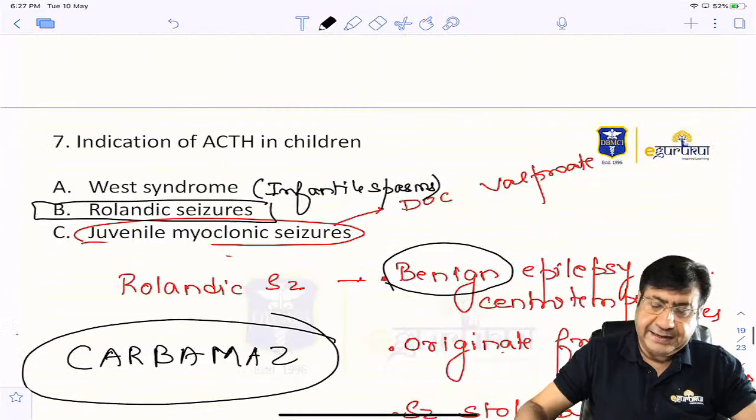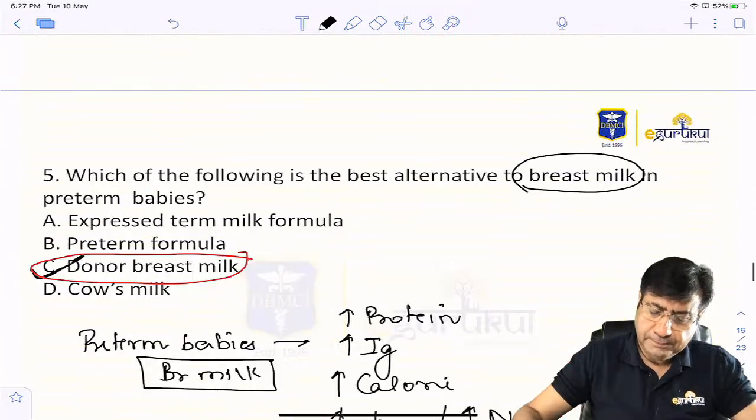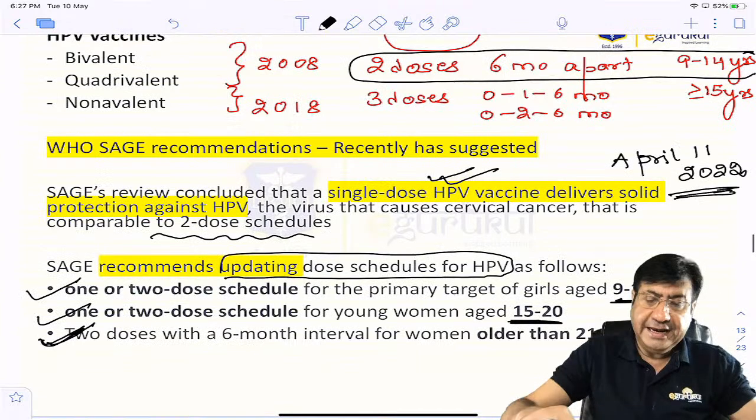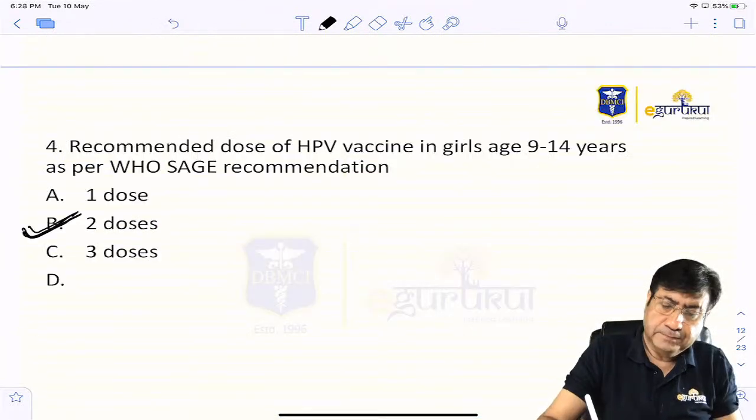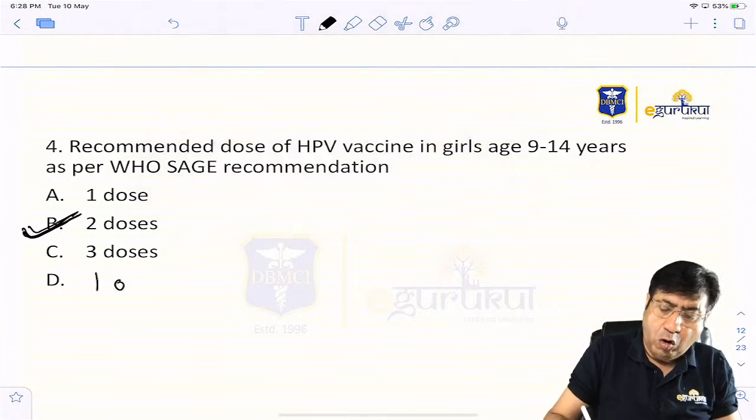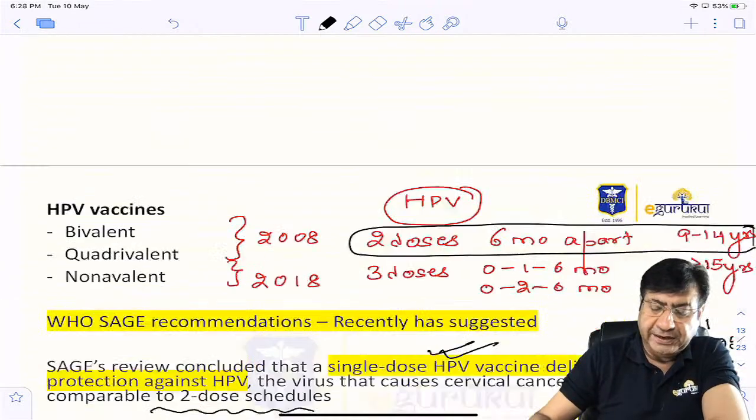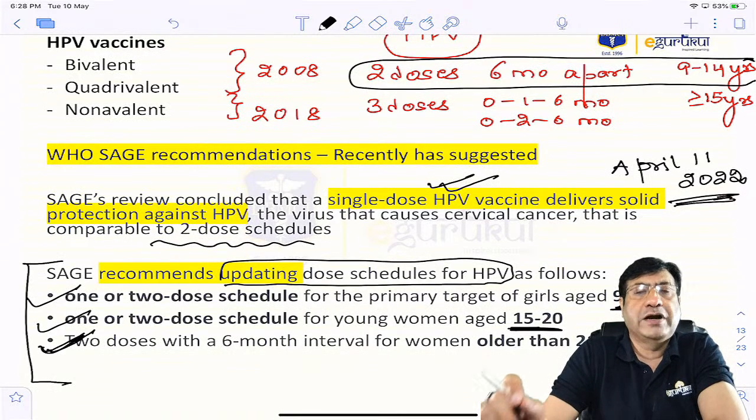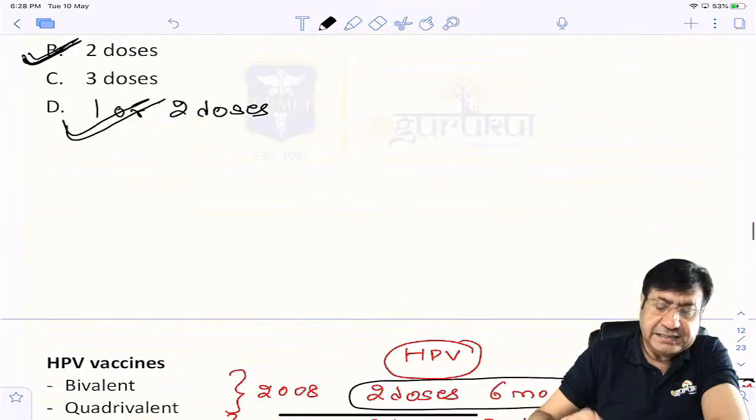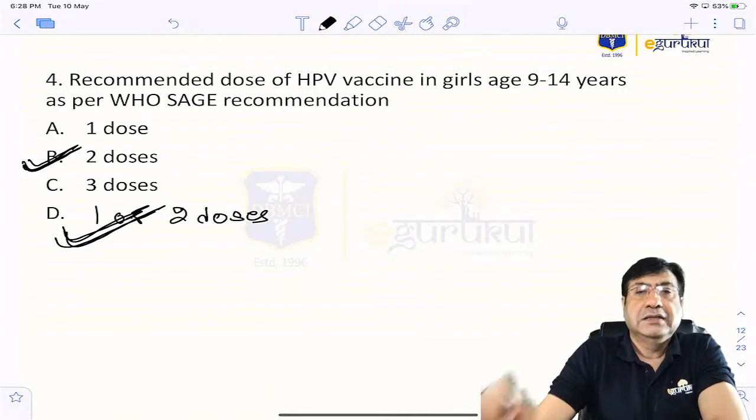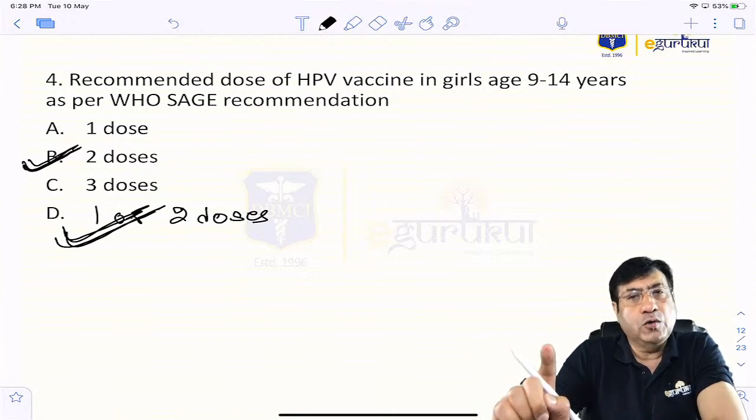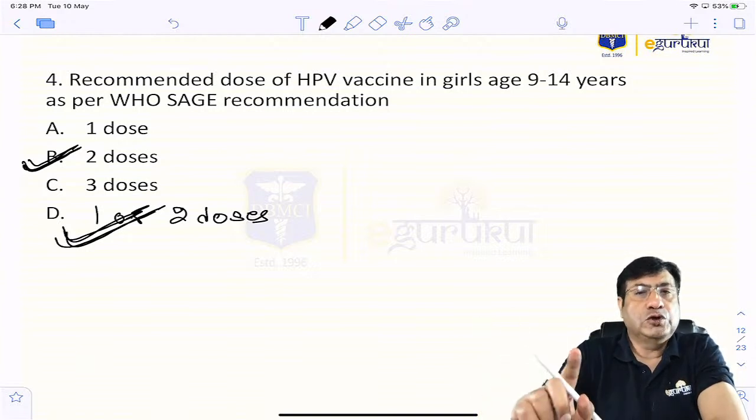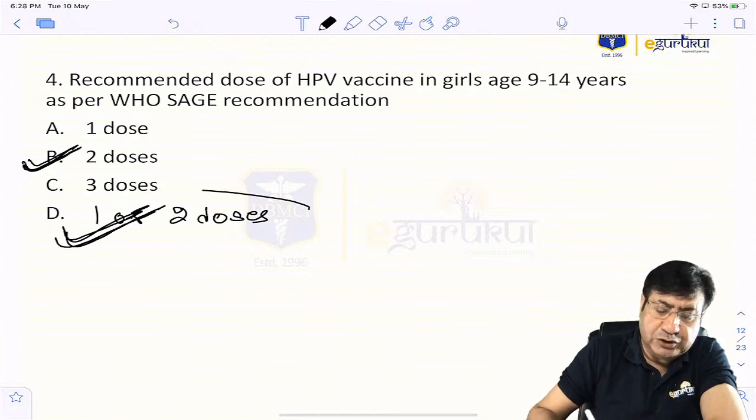So here let me correct it. In case the option was 1 or 2 doses, then according to me this should be the best answer, because this is what is being recommended by the Strategic Advisory Committee on Vaccination for WHO. So in case the option was 1 or 2 doses, then that should be the best answer. If the option is 1 dose, 2 dose, 3 dose, 4 dose, then the answer should be 2 doses. But if the fourth choice is 1 or 2 doses, then definitely this should be the best answer.